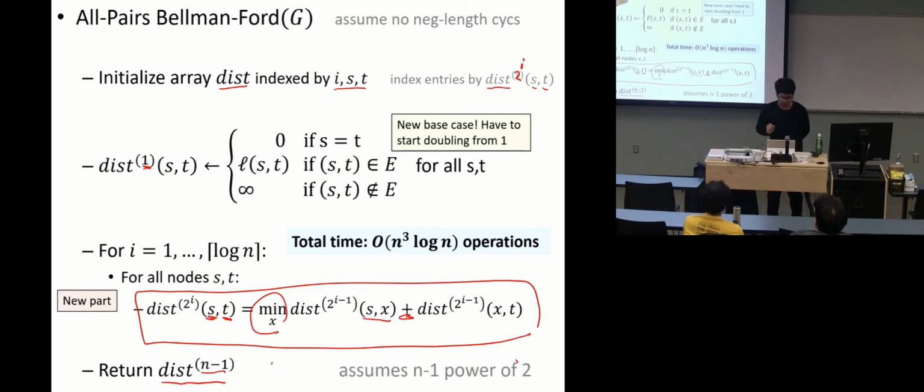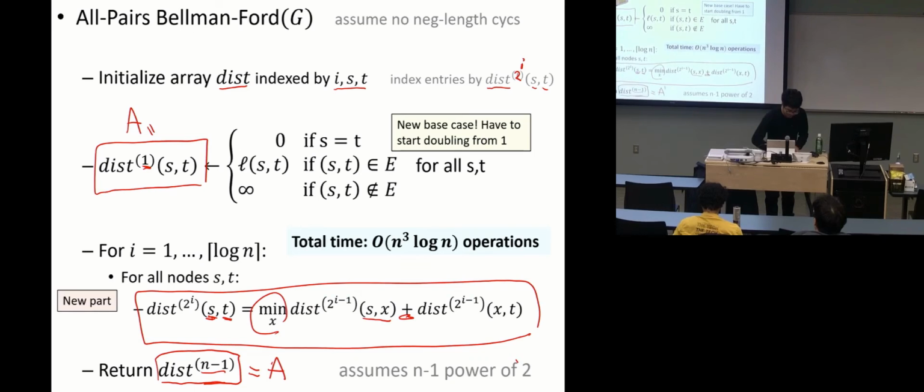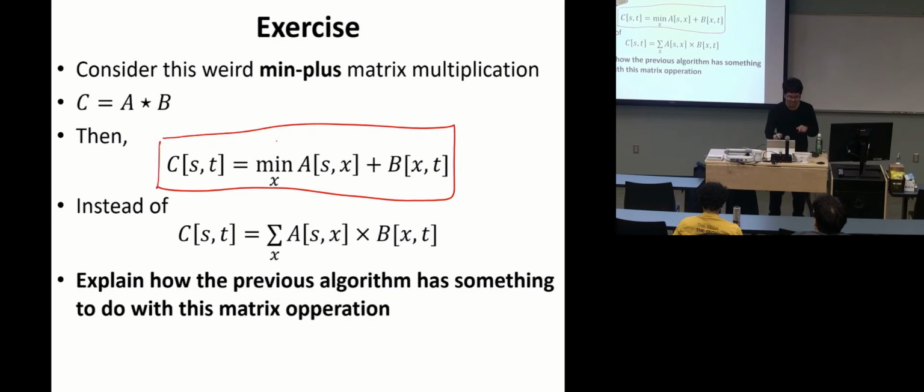So what I claim is that you can think of this table as a matrix. Let me call this matrix A. It's just an n by n matrix. Now, what is this thing? I claim that this thing is nothing but A to the n minus 1, when the multiplication is under this operation.